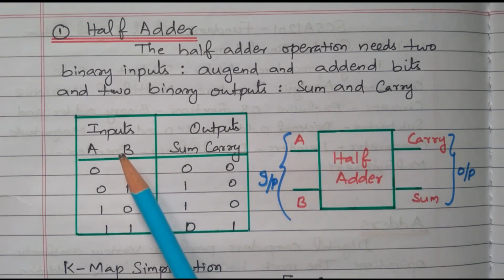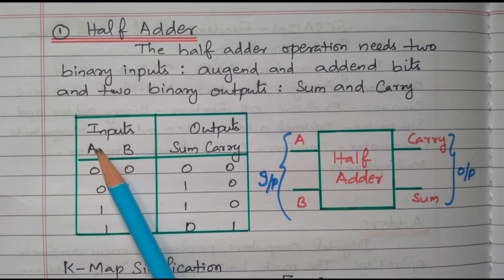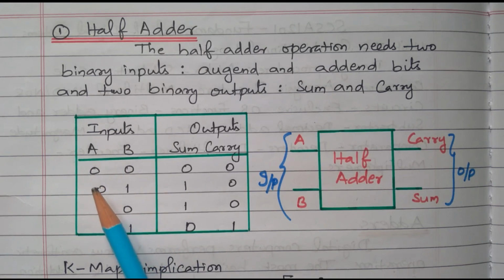So we will see the truth table for the half adder. The 2 inputs are A and B. Because of 2 inputs we have 4 possible combinations: 0 0, 0 1, 1 0, 1 1. The outputs are sum and carry. While adding 0 and 0, the sum is 0, there is no carry. While adding 0 plus 1, the sum is 1, carry is 0. While adding 1 plus 0 also, the sum is 1, carry is 0. While adding 1 plus 1, the sum is 0 and carry is generated, right?